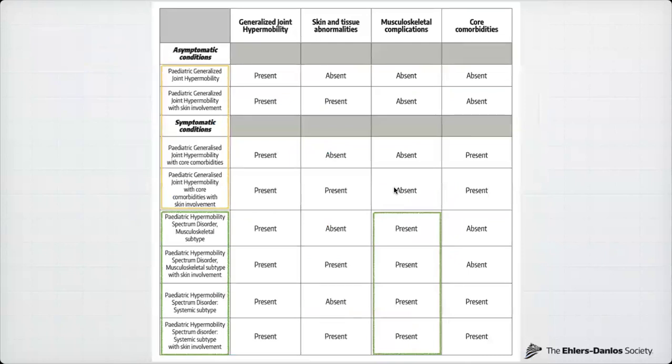So here's how it looks on the 2 pages PDF document. The second page is characterized by a first section. Between the 2 gray areas, you can see asymptomatic conditions. So this is a pediatric generalized joint hypermobility. It's presenting with over 6 out of 9, so 6 plus on the Beighton score, but the person does not have skin issues, musculoskeletal complications, or comorbidities. These are the children that need to be monitored very, very closely.